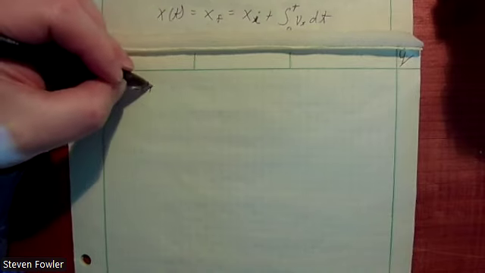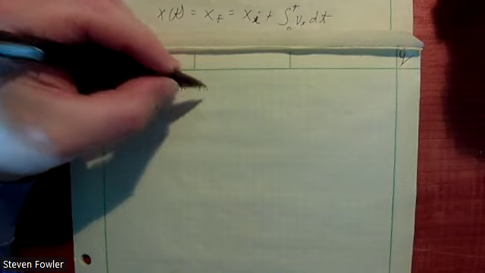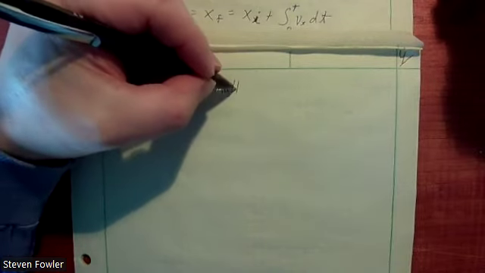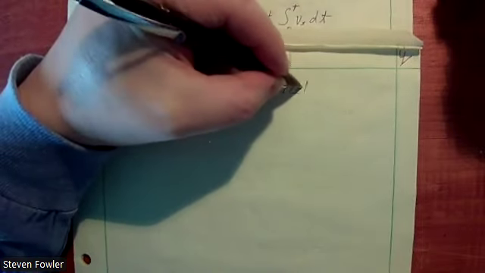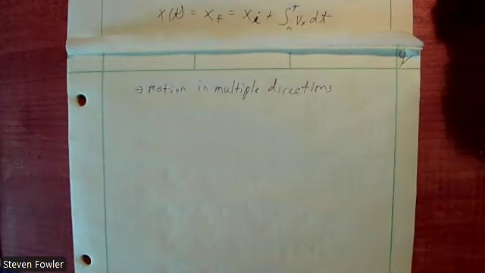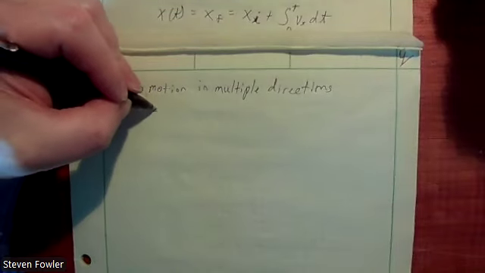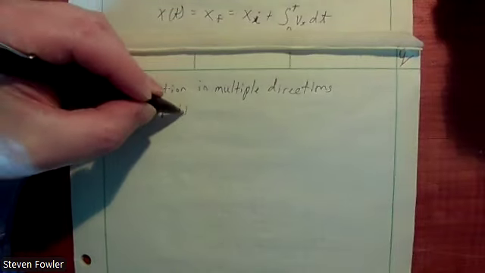If we talk about motion in multiple directions, basically what we're going to do is combine what we've learned about vectors with what we've just learned about motion and put them together. And that's really all it boils down to. You have what we call a position vector.